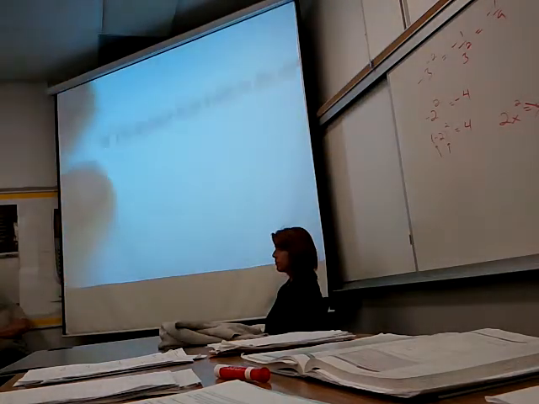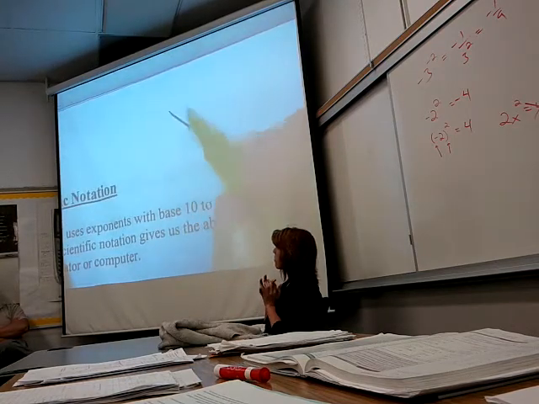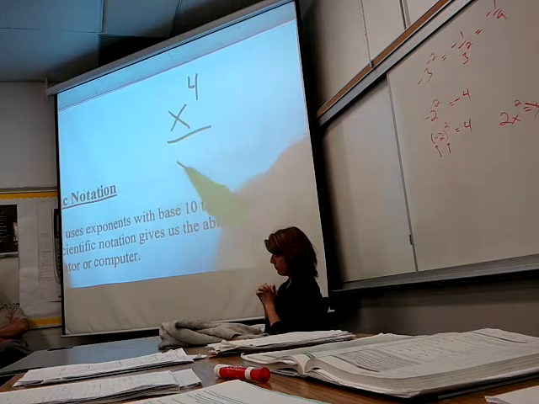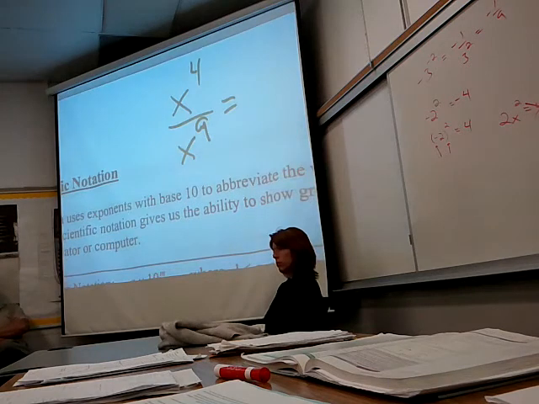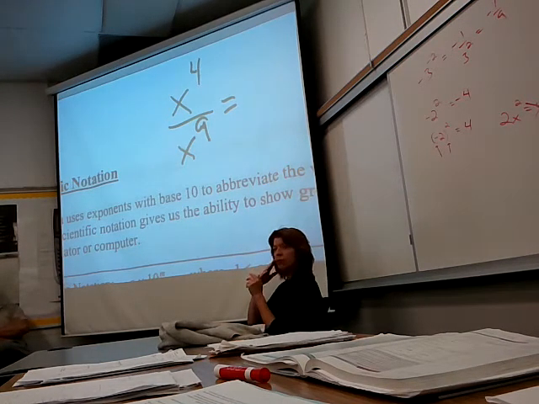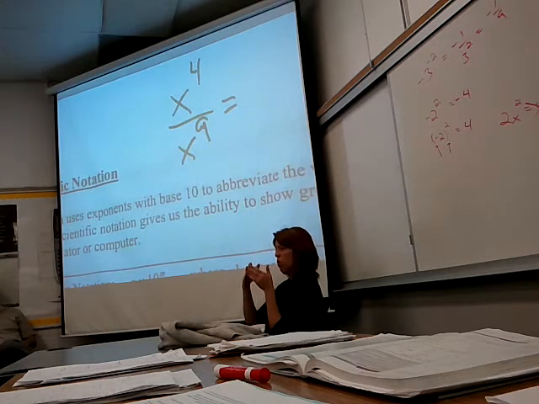Real quick little thing here. The way I would do this problem, x to the 4th over x to the 9th, I wouldn't even bring negative powers in. I know the property says, what does the property say to do here? Subtract, because it's division. And then if you have a negative power, you gotta flip it.